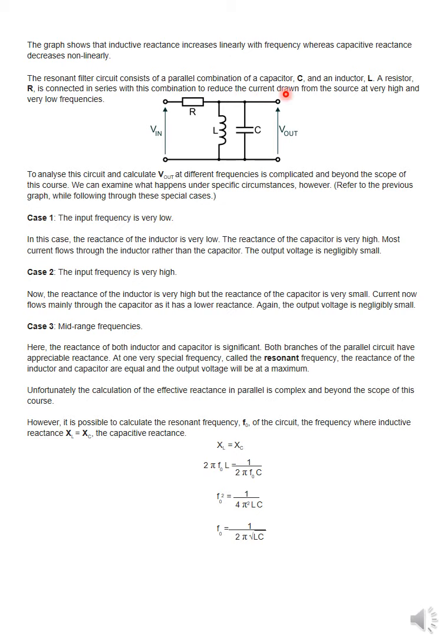The resonant filter circuit, or you can say the band pass filter circuit, consists of a parallel combination of a capacitor and an inductor. A resistor R is connected in series with this combination to reduce the current drawn from the source at very high and very low frequencies. To analyze this circuit and calculate V out at different frequencies is complicated and beyond the scope of this course. But we have done a bit of this in the resonance circuit, if you remember. So we can examine what happens under specific circumstances, depending upon the previous graph.